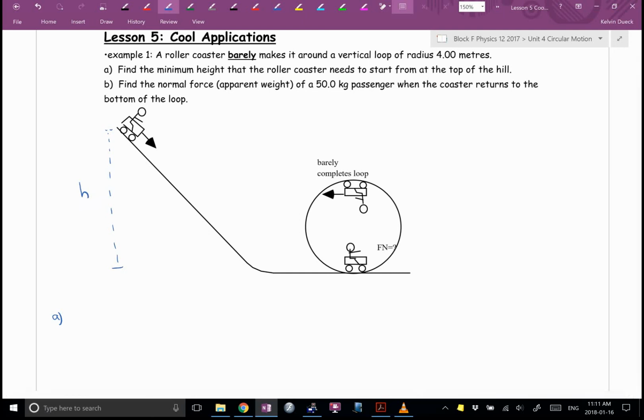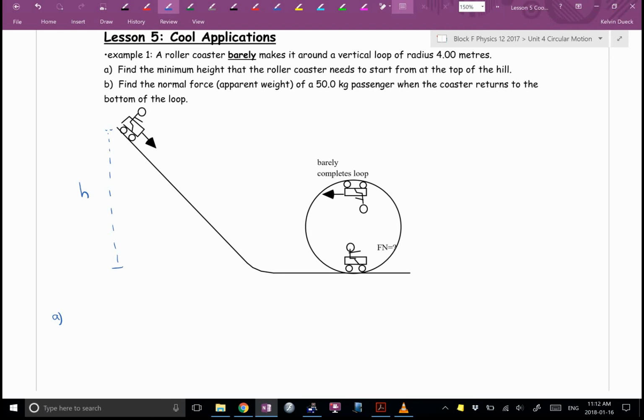Is there a change in height? Yes. Is there a change in speed? Yes. Is there a curvy path? Yes. What might I try to solve this one? Not components.